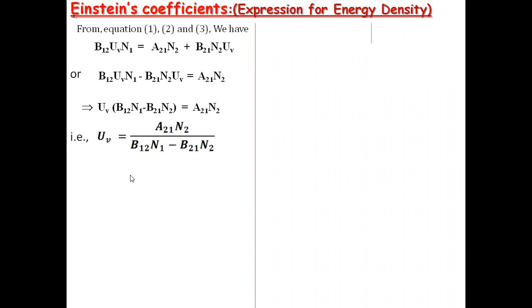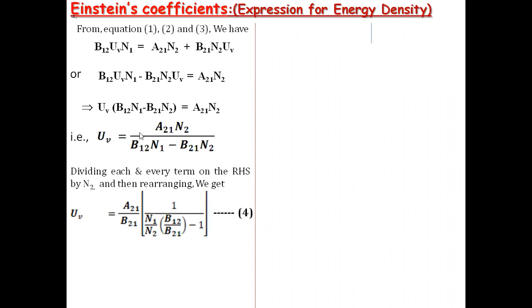Now what I have done is I have taken B12 or B21 and N2 common in the denominator. If I take N2 common, I can cancel N2 in the numerator as well as the denominator, and I can get this type of equation. You just see, I have taken N2 and B21 common in the denominator. Thus I can obtain equation 4. You have to practice this. This is not that difficult.